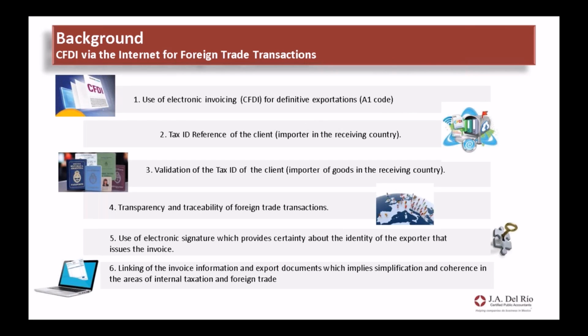As part of the background of this new CFDI or electronic invoice, these were the 6 important things that took part in the pilot test. The first one was the use of the electronic invoice for definitive exportation, Code 8.1. The second one is the use of the tax ID reference of the client. That is the one that the government will match with the IRS, and they will validate this tax ID with the client. The focus of this pilot test is to prove transparency and traceability on foreign trade transactions.